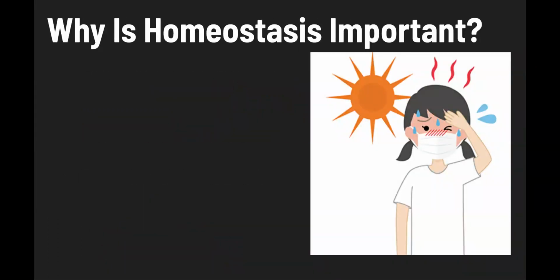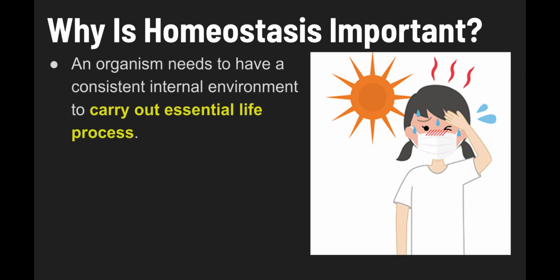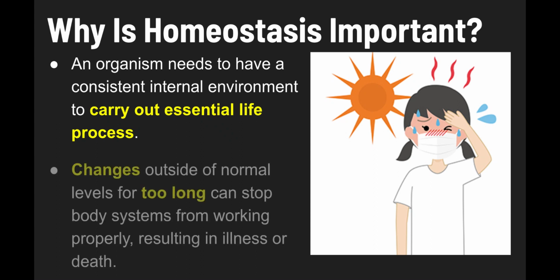Now, why is homeostasis important? An organism needs to have a consistent internal environment to carry out essential life processes. And changes outside of normal levels for too long can stop your body systems from working properly, and this results in illness or death.